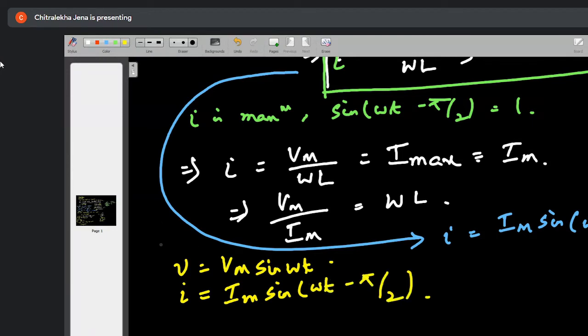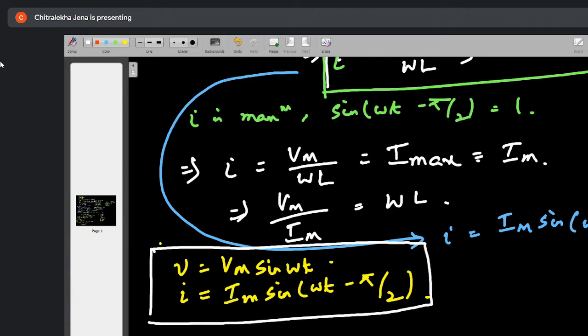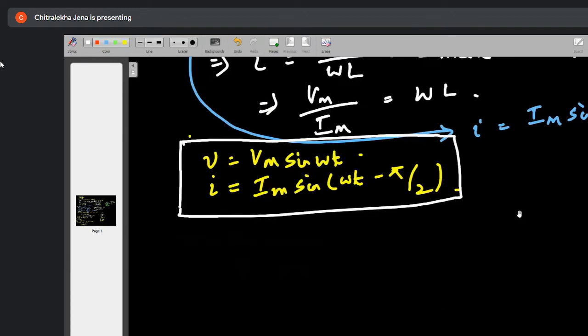So what do you conclude from these two equations? Tell me, from the instantaneous voltage and instantaneous current. There is a phase difference between voltage and current. Very good. So from here, we can get a conclusion. Take it as a note.